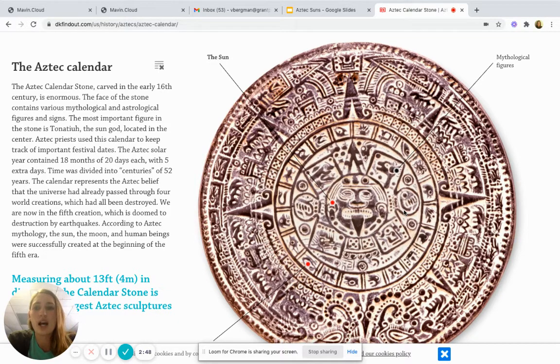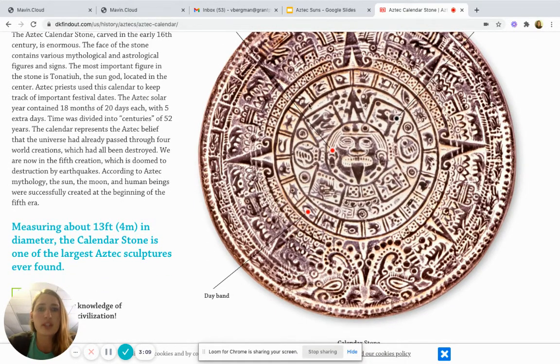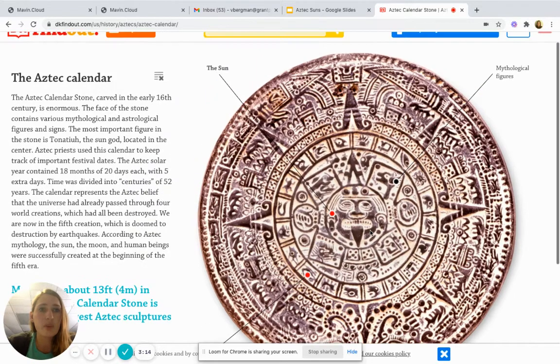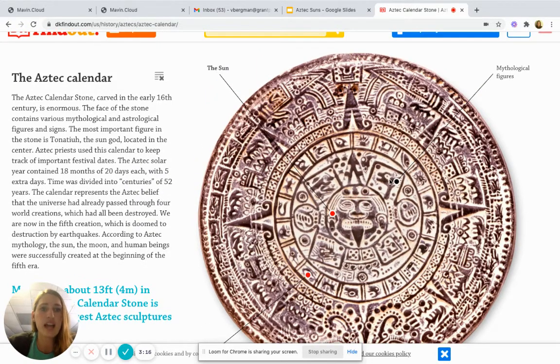So when this was originally made, it would have been painted, which would have made the days, the weeks, the months a little bit easier to read, whereas we only see it as just carved stone today. So it's a little bit harder for us to decipher different parts, but you can see the little flashing dots tell you a little bit more. So this band, or this circle that goes around, is the days of the week. There's various mythological figures on there. And then, of course, the sun is here in the middle.